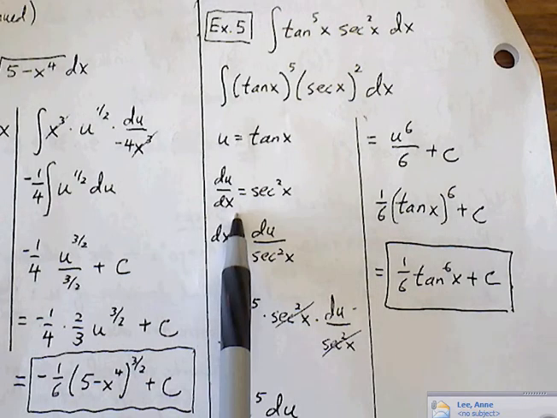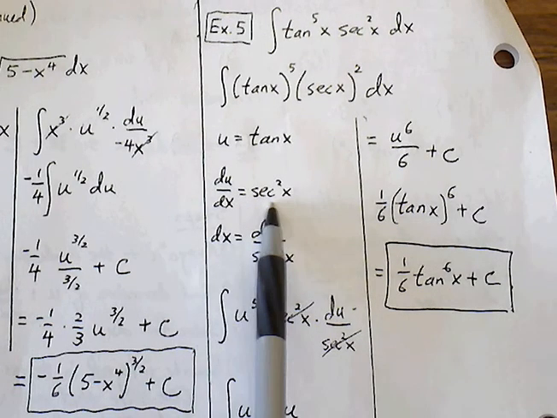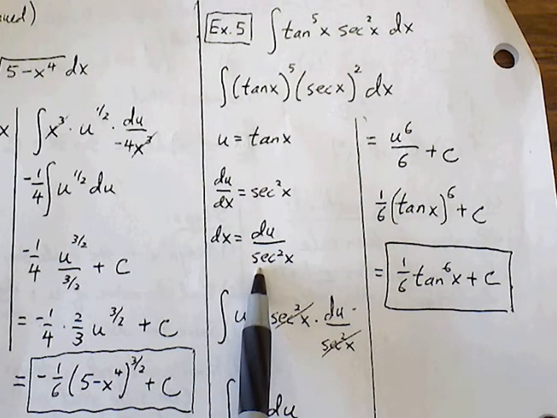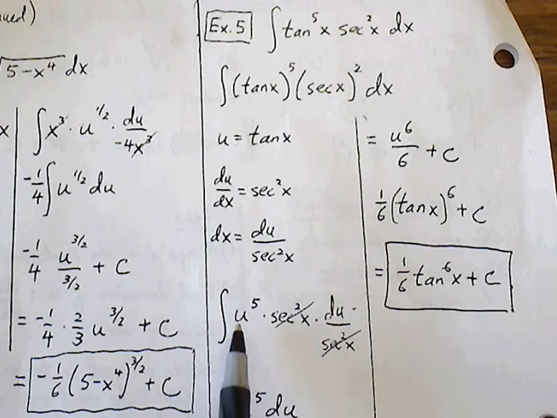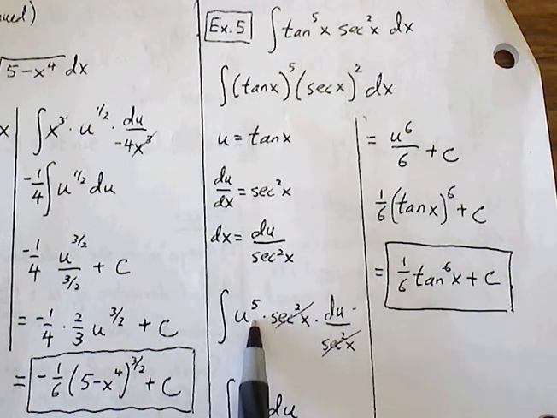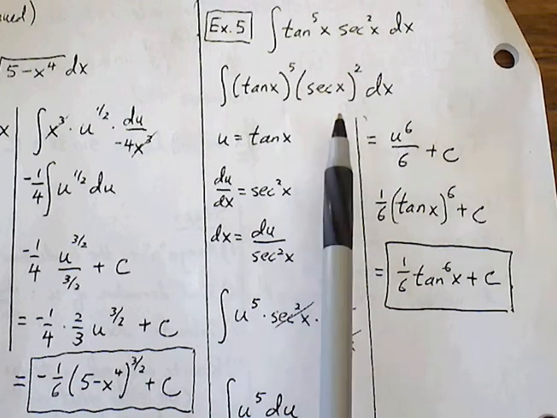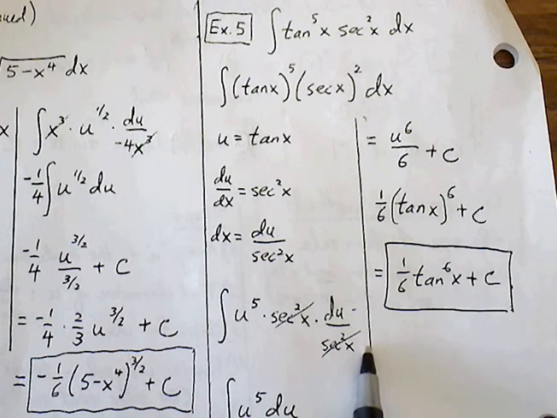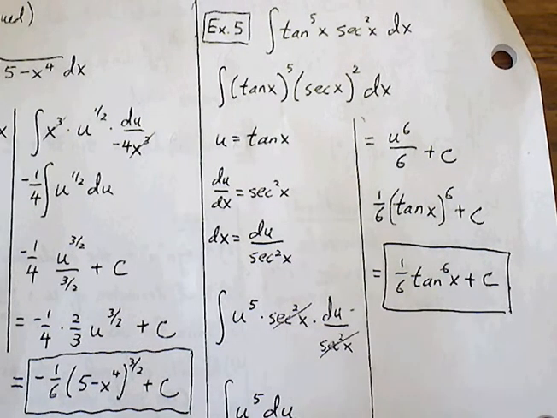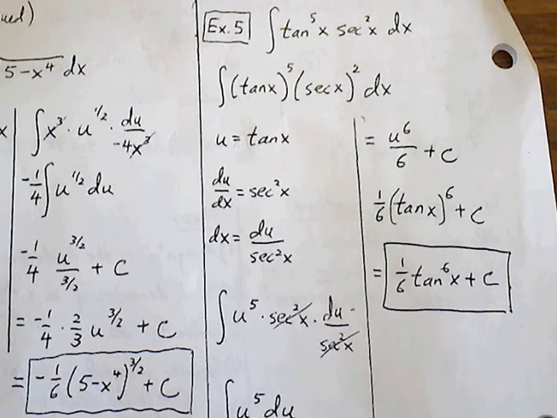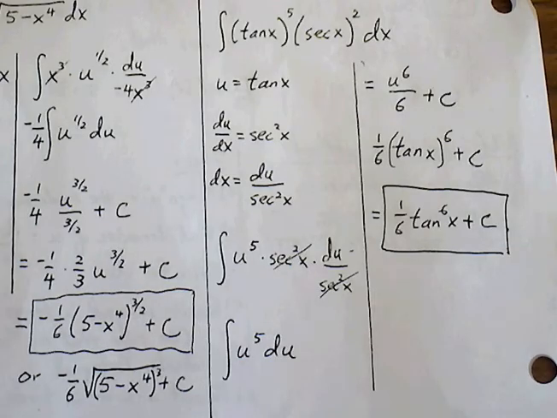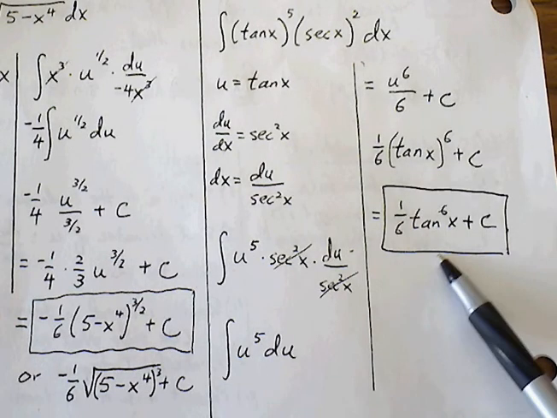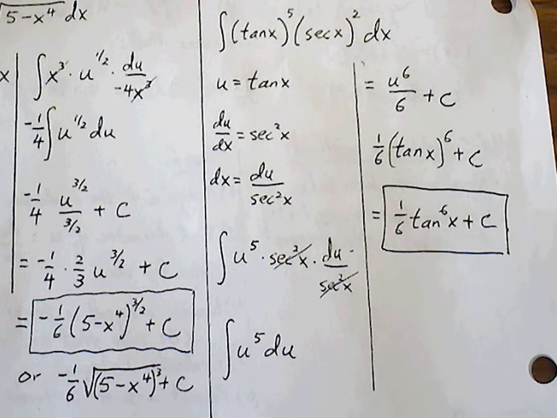So our derivative is simply going to be du over dx, so tangent becomes secant squared. Cross multiply, we get dx equals du over secant squared x. So we make our substitutions. Tangent x gets replaced with u to the fifth. Secant squared x stays. And then dx gets replaced with du over secant squared x. Okay. Cancel out nicely. We're simply left with integral of u to the fifth. So the power rule gives us u to the 6th over 6 plus c. And then finally replace our u value in terms of our original x value, which is tangent x.